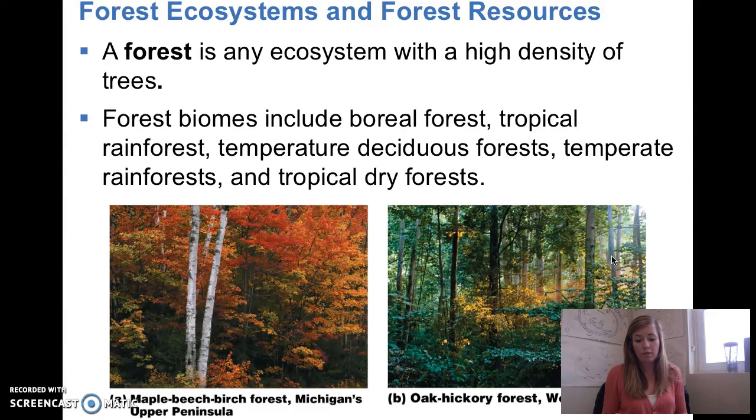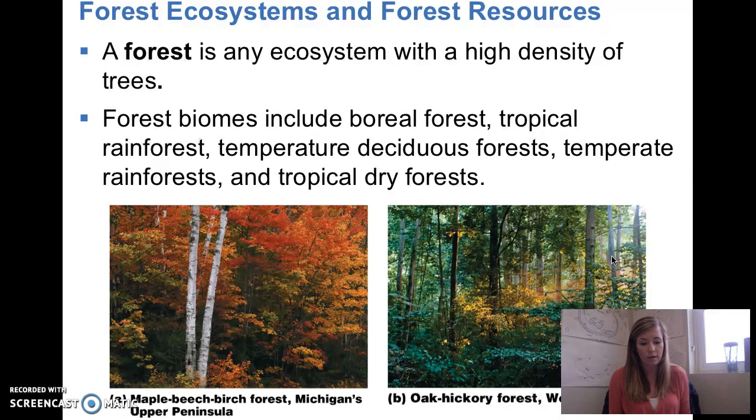All right, in chapter 12, we are going to be talking about forests. So this first lesson is just kind of a background about forests. A forest by definition is any ecosystem with a high density of trees. And so forests provide us with lots of things like habitats for organisms.